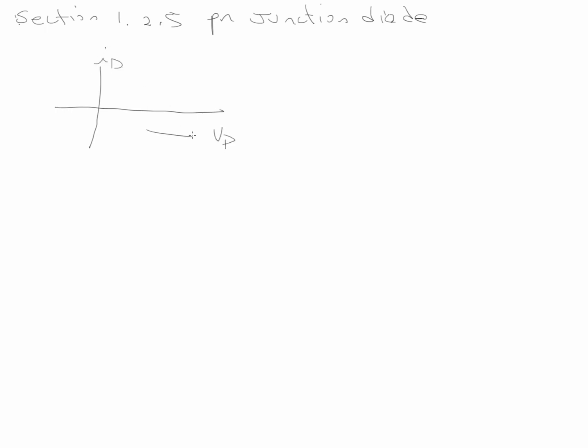So we're going to move on to section 1.2.5, and this is the p-n junction diode. And the first part is they give basically a curve, and this axis is always ID, and this axis is VD. So remember on your p-n junction diode again, this is plus, this is minus, this is VD across it. And you're going to get something that looks like this if you plot it out.